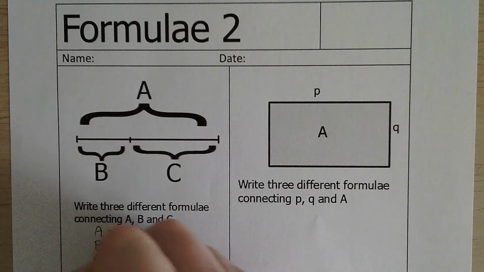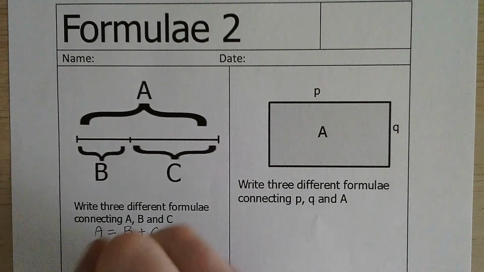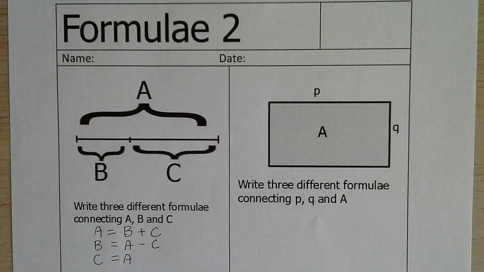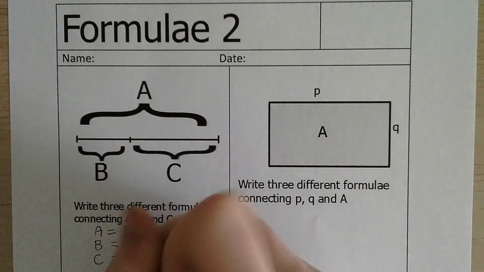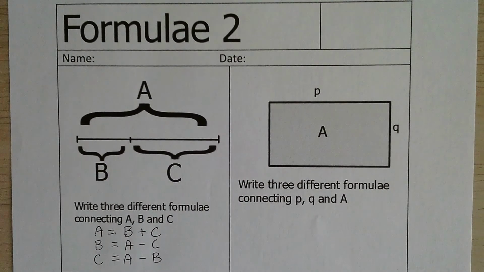Our final formula is going to be very similar, but we're going to have C equals. Again, I have the whole length of the line for A, and if I take away B, I will be left with C. So our final formula is C equals A minus B.